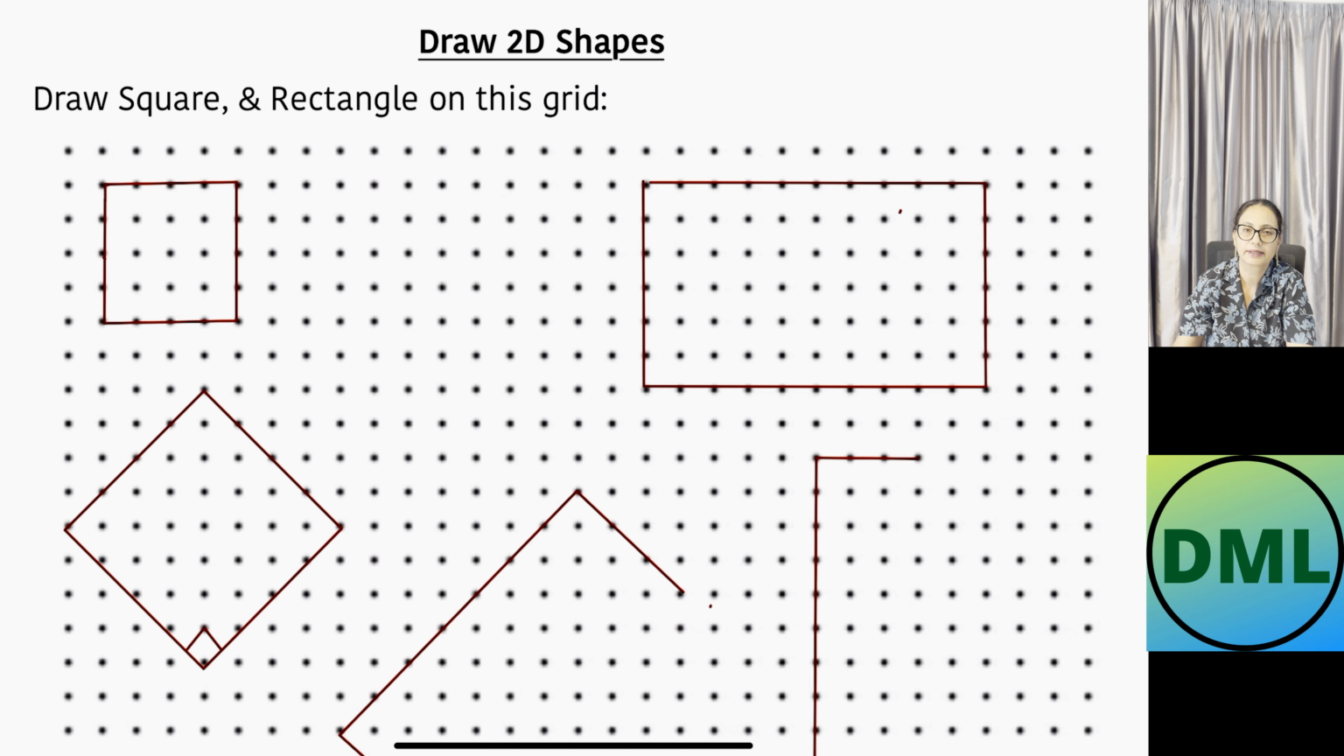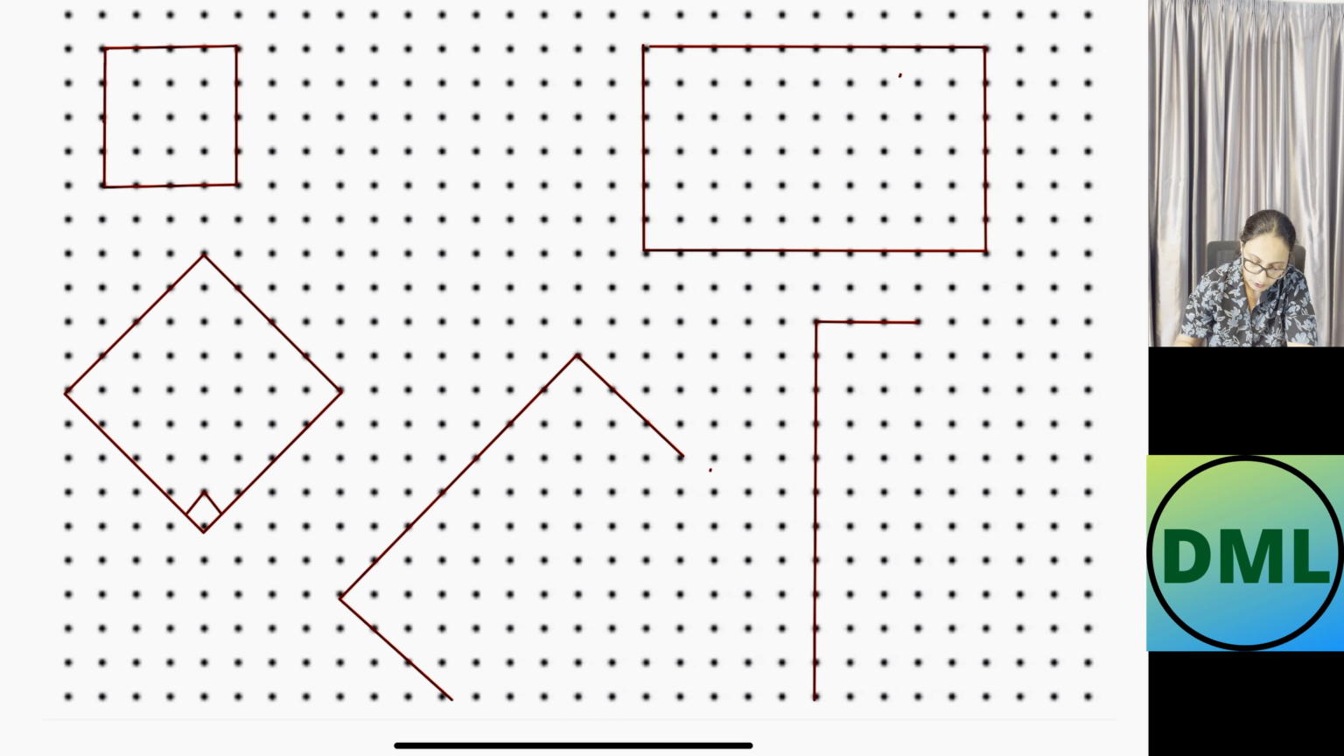You can draw the rectangle with different dimensions also. 11 units as the length and 3 units as your width. I need to go 3 units on the right side also. Let's go 1, 2, 3 units here, and I have to join this with this one to complete my rectangle. This is the rectangle of 11 cross 3 units.